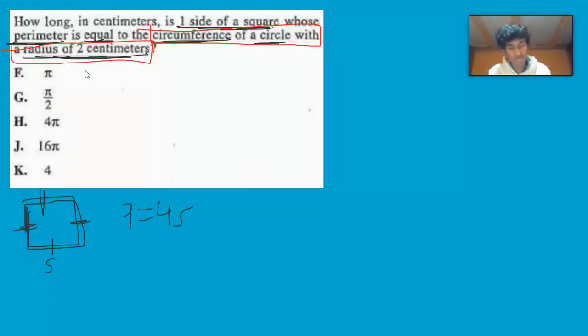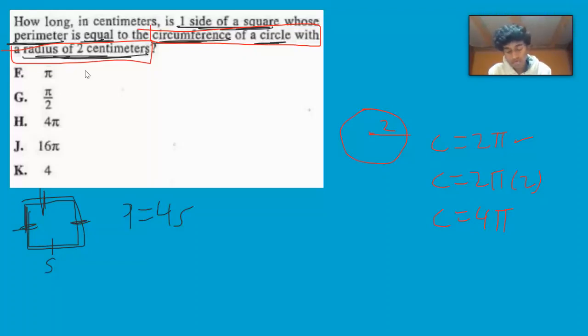So let's draw the circle. We have a circle right here, with a radius of 2 centimeters. What is the circumference of the circle? Circumference is equal to 2 pi r, which is equal to 2 pi times 2, which is just equal to 4 pi. So the length of this red outer region of the circle is 4 pi centimeters.